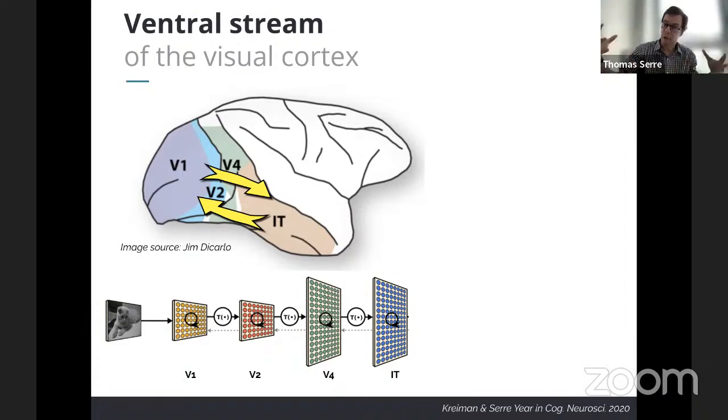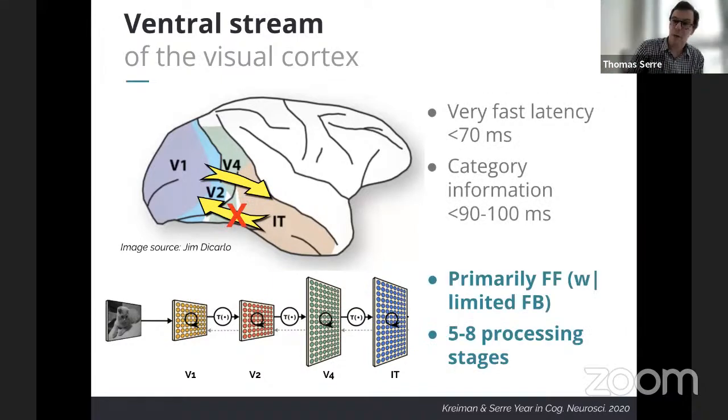And then in parallel to this gradual increase in the complexity of the preferred representation comes a gradual increase in the invariance properties of the representation. So neurons not only are becoming selective for more and more complex stuff, but they do so in a way that is increasingly more invariant to 2D transformations.